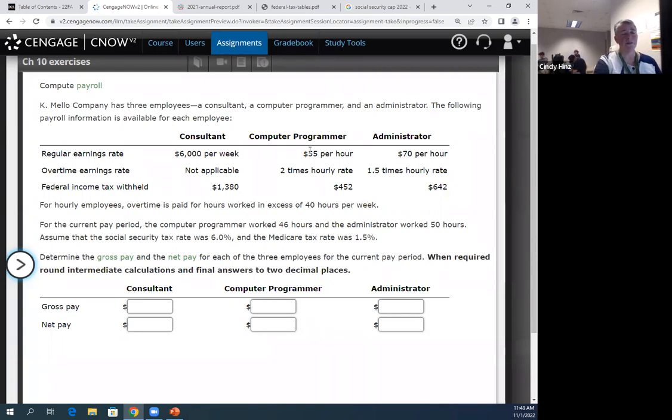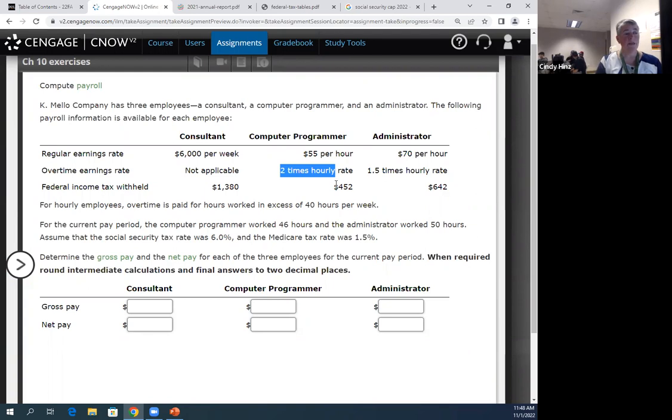And so this computer programmer who's being paid $55 an hour is being paid 2 times the hourly rate for overtime. That is exceeding the statutory requirement. But if you as the employee work out that agreement with your employer, that's great. More power to you.